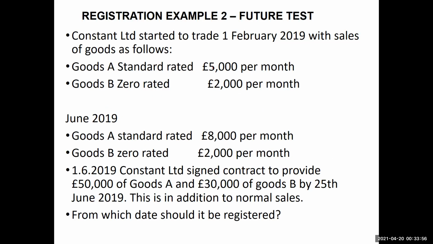Now, for a future test, let's say Constant Limited starts trading on 1st February 2019. Sales: goods A, standard rated, 5,000 per month, and goods B, zero rated, 2,000 per month. It doesn't matter whether it's standard rated, zero rated, or reduced rated. Realize that from June onwards, the goods will now move. For February, March, April, May, 4 months, he makes 7,000 each.